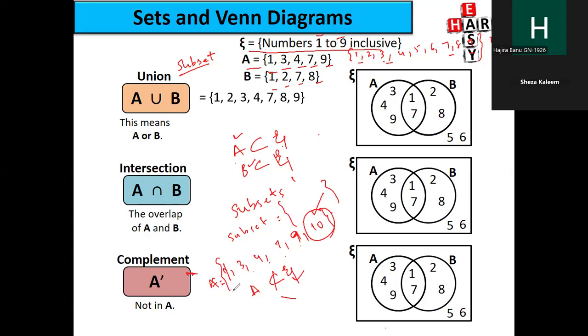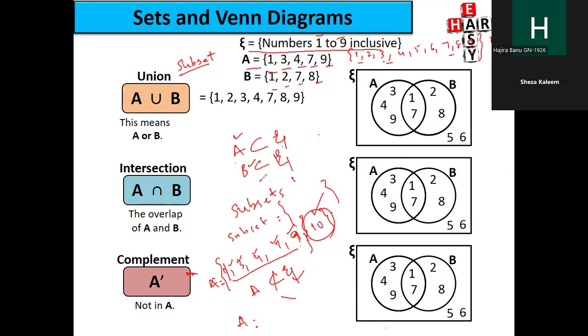Got it? So what will be the subset definition? The definition of subset is that the elements are present in the superset. If the set contains only elements which are present in the superset, then only it is a subset. Otherwise, it won't be a subset. Got it?